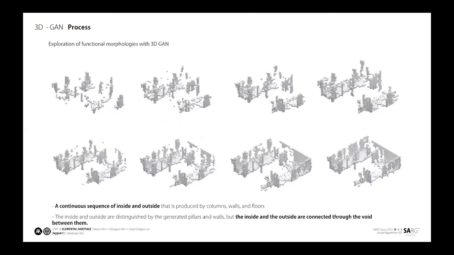In conclusion, I explored functional morphologies with 3D GAN. I selected morphologies that can emphasize a continuous sequence of inside and outside, which is produced by columns, walls, and floors. What we can see is that the inside and outside are distinguished by the generated pillars and walls, but the inside and the outside are connected through the void between them. Therefore, this process gives us a potential expectation of a new morphology, and we can expect to find a new pattern of architecture, which emphasizes the correlation of column and grid, providing a connectivity of inside and outside. Thank you.